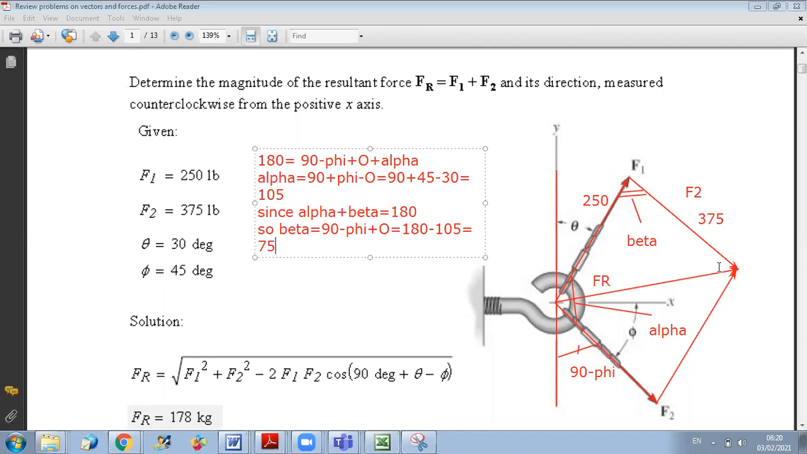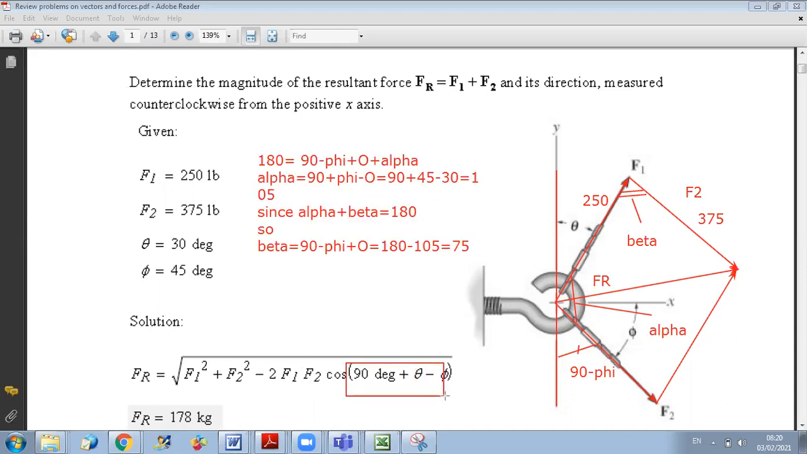How to find FR now? Which law will I use? Cosine law. Very good, cosine law. So F resultant is radical of F1 square plus F2 square minus 2 F1 F2 cosine beta. We demonstrated together how to find it. This is beta. It's 90 plus theta minus phi. It will give you 75.